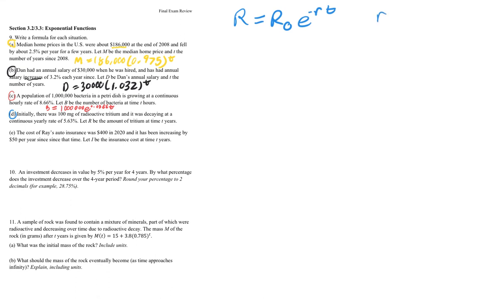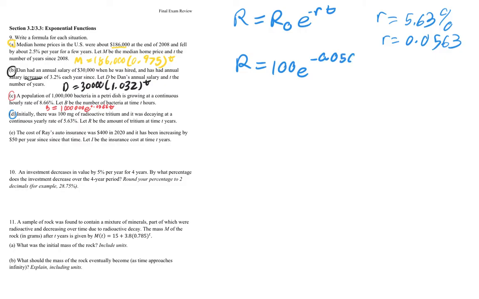So our rate, again, is 5.63%. We want to divide that by 100 to get it in decimal form. So we're going to say 0.0563. So we plug in everything we know. The initial R value is 100, e to the negative 0.0563t. So that's going to be the amount of tritium at time t years compounded continuously.